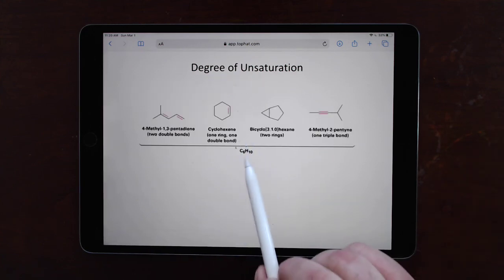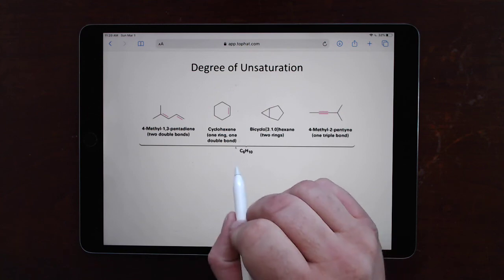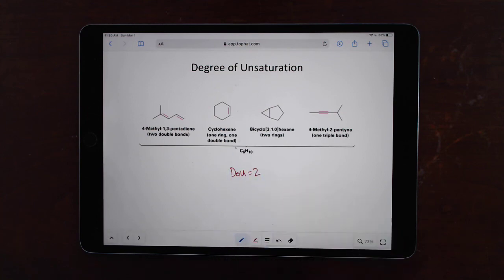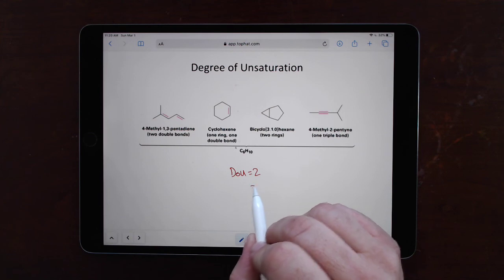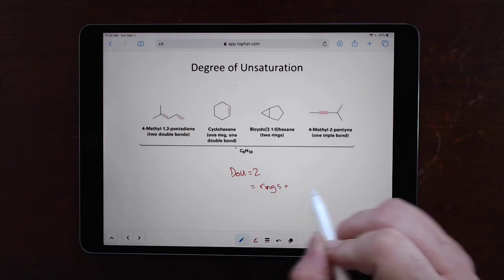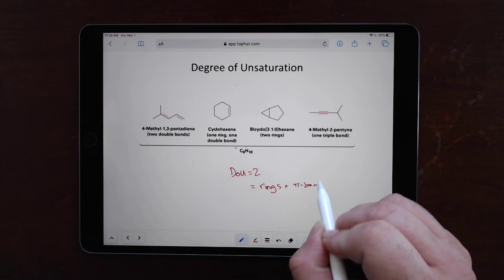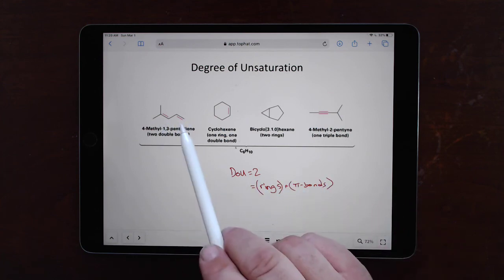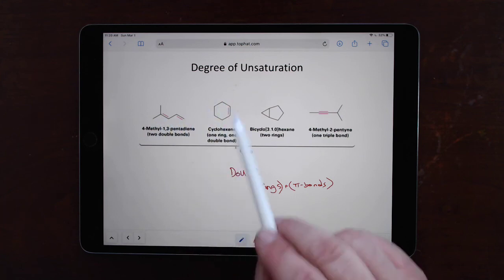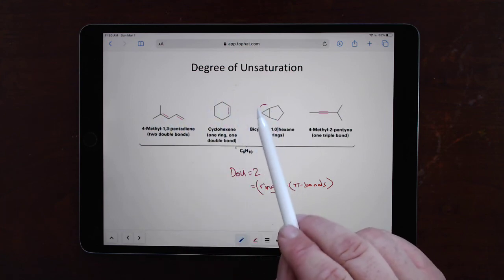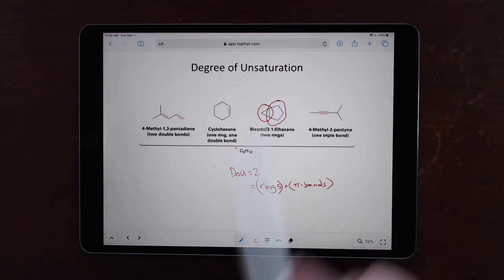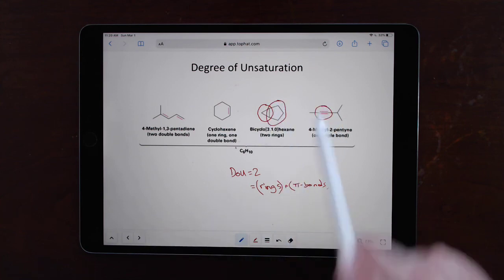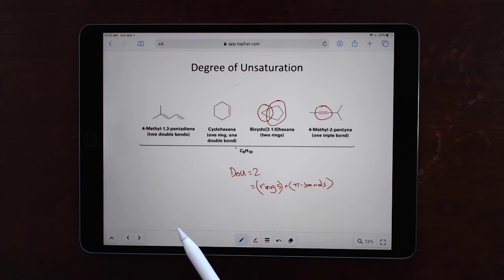Because if we have this formula, C6H10, if we do the calculation, the DOU is going to be 2. Now, the DOU is the number of rings plus the number of pi bonds in the molecule. So you could have 2 pi bonds, 2 double bonds. You could have a ring and a pi bond. You could have 2 rings, there's a ring here and there's a ring there. Or you can have the 2 pi bonds together to make a triple bond.